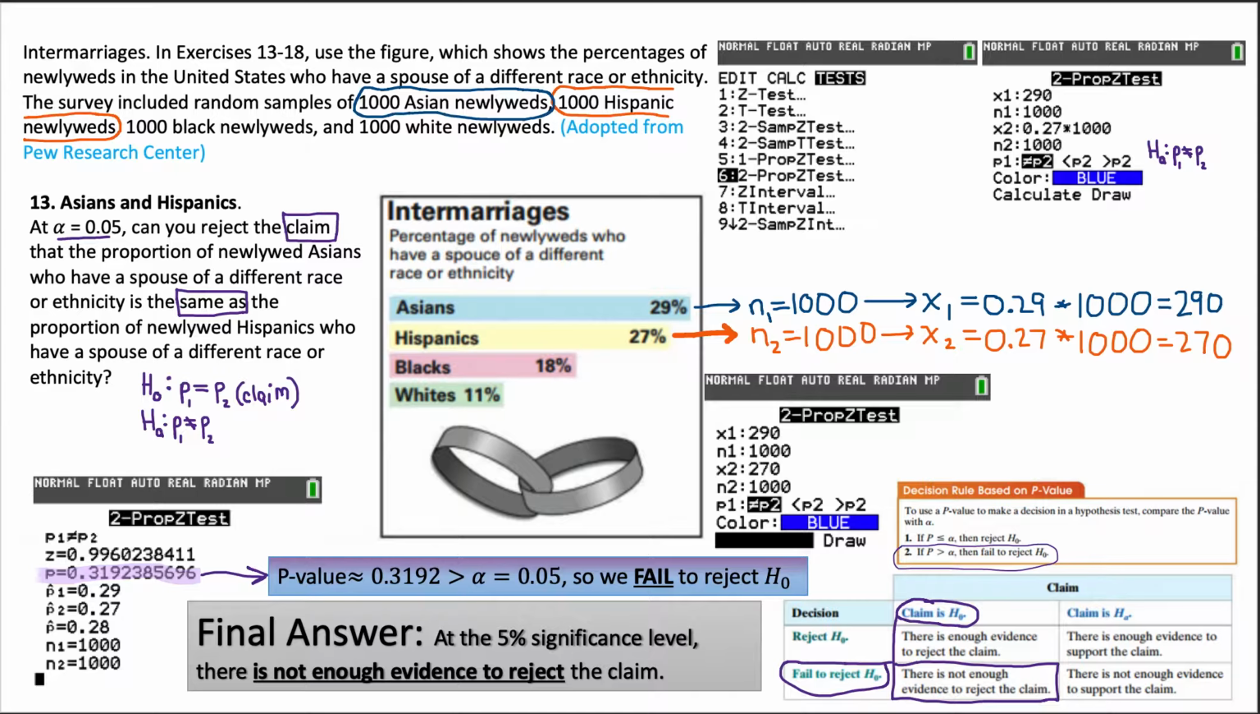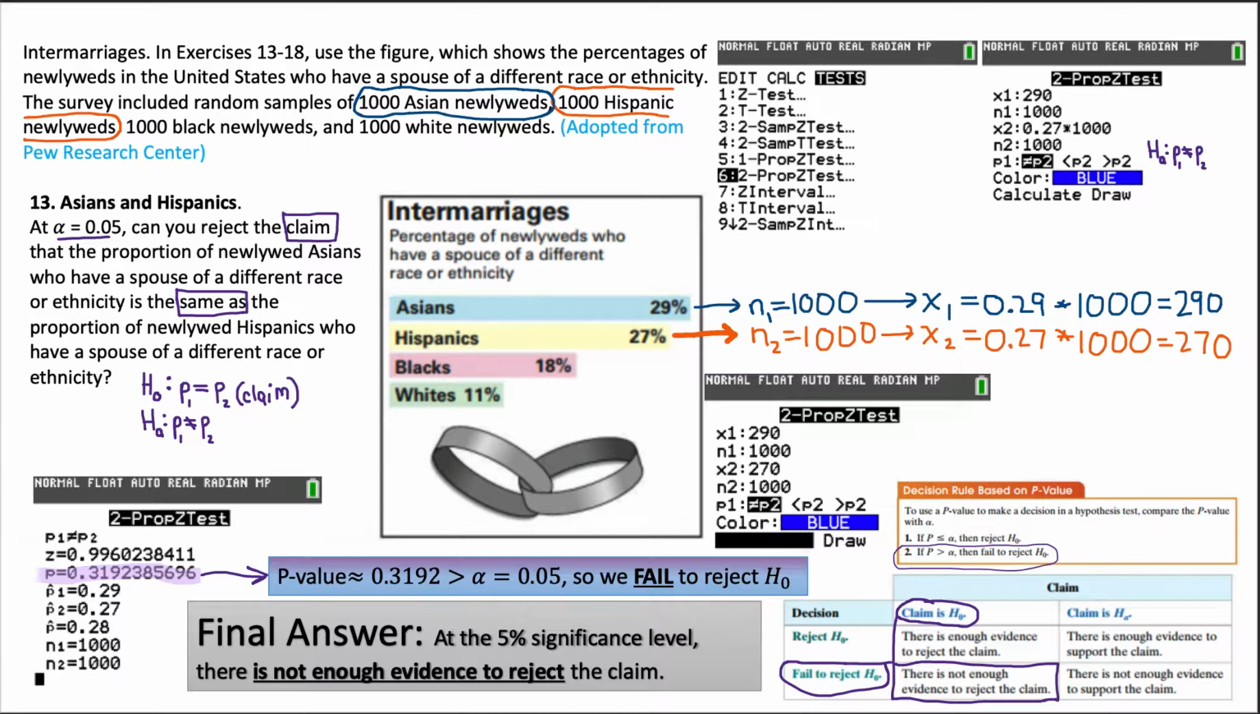So in exercise number 13, we have a little background information here, so let's take a look at that. It says, in exercises 13 through 18, use the figure which shows the percentages of newlyweds in the United States who have a spouse of a different race or ethnicity. The survey included random samples of 1,000 Asian newlyweds, 1,000 Hispanic newlyweds, 1,000 black newlyweds, and 1,000 white newlyweds. The research was adopted from the Pew Research Center.